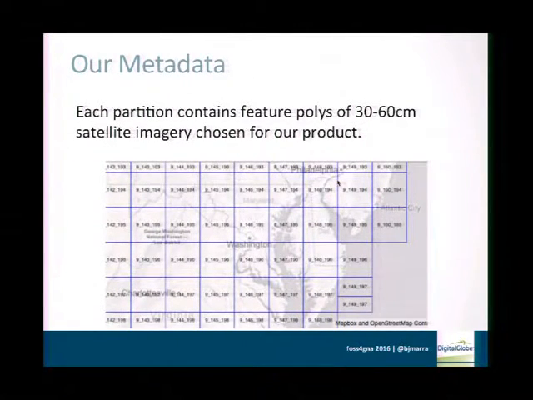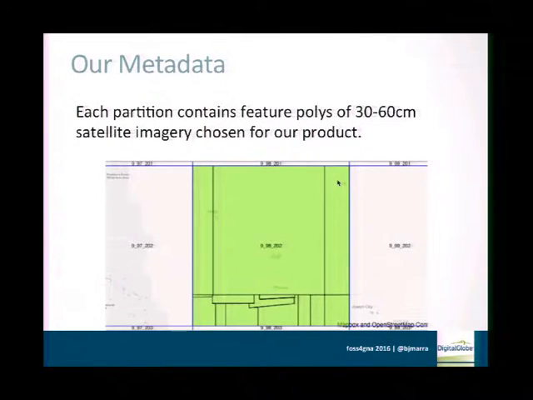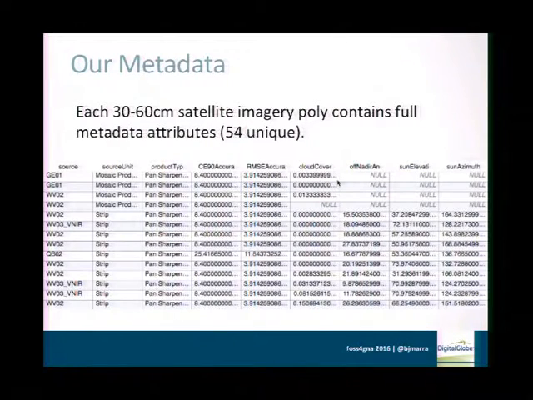The feature polys are the metadata about that 30 to 60 centimeter imagery that's in there. And when you drill down into the actual metadata partition, each one of these polygons is a scene that we're showing in Maps API, and it has associated attributes: the metadata, vintage, resolution, and a whole ton of other ones we won't need to go into. 54 unique in all, a ton of it.